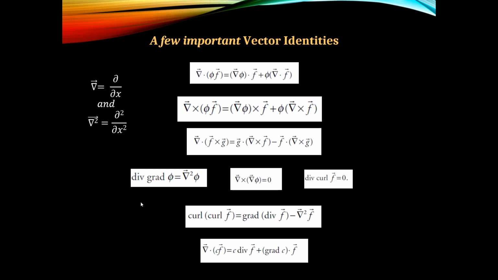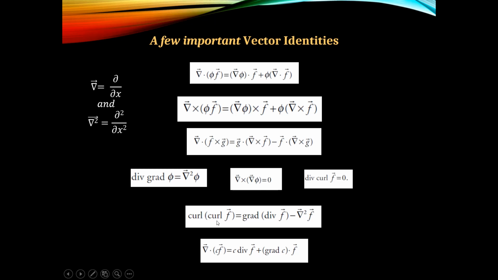So divergence of a gradient of a function will be del square of the function. So we just note that del square is dou square by dou x square, where del was dou by dou x. Now curl of a gradient, that is del cross of del phi, is 0, and divergence of a curl of a vector function f will be 0.